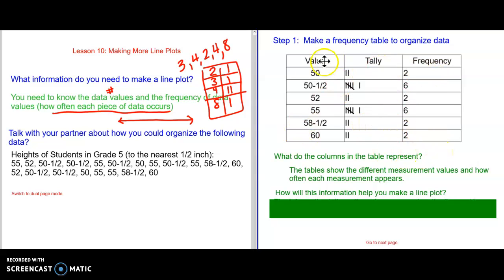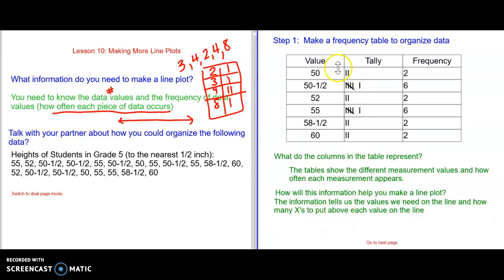Okay. So how is this information going to help us make that line plot? What's going to tell you these are all the numbers that need to have X's put above them. Okay. Now, like we talked about in yesterday's lesson, it would be so easy in life if we could just make a number line that said 50, 50 and a half, 52, 55, 58 and a half, and 60. But that's not how math works.